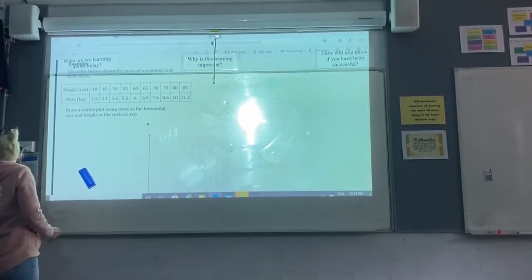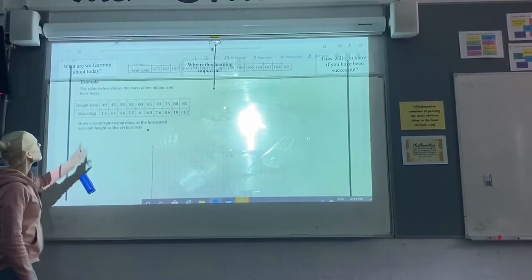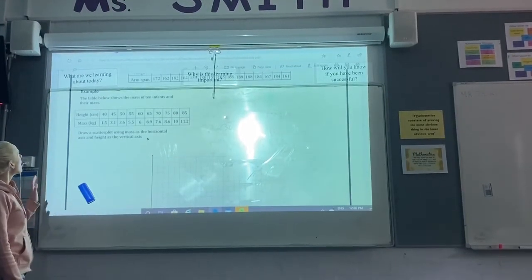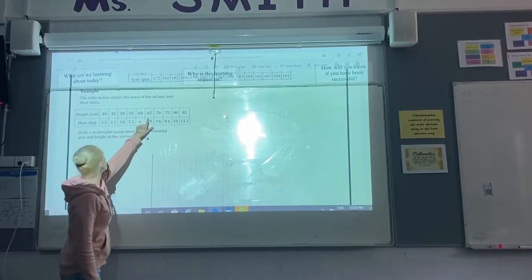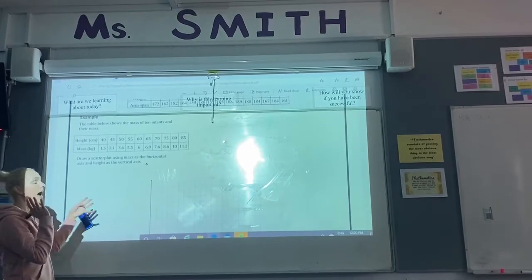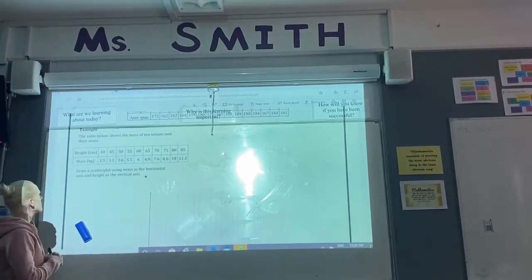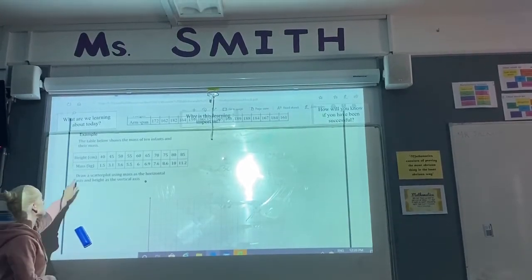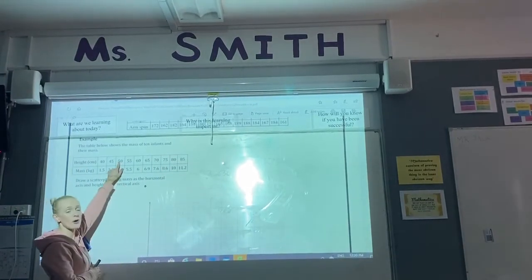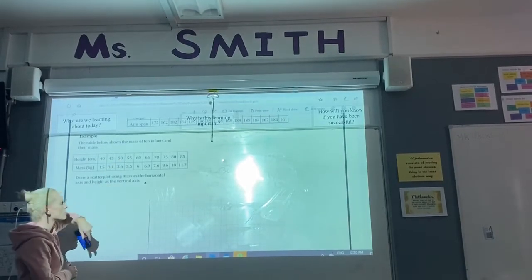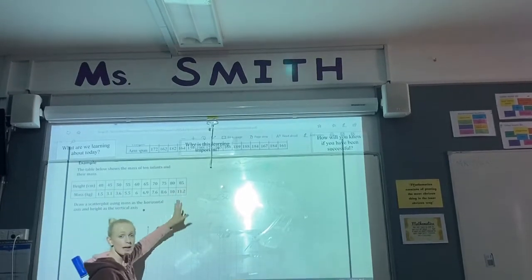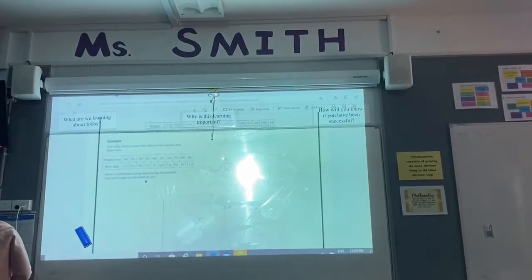Alright, so the table below shows the height of 10 infants and their weight. We're going to see if there's a relationship between the height and the weight of infants, which is just young children. So we're going to draw a scatter plot to represent this. Height is on the top row of the table, so that is going to be on your x-axis or horizontal axis. It starts at 40 and goes up to 85, so we can start at 40 and go up to 85 for that.